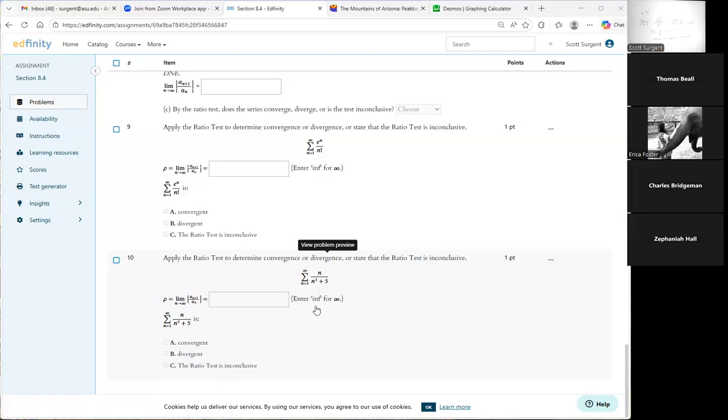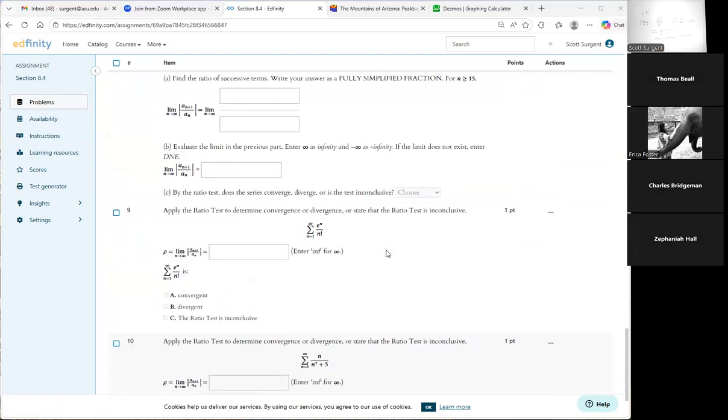The ratio test will actually equal 1, and that doesn't help you any. So live and learn.